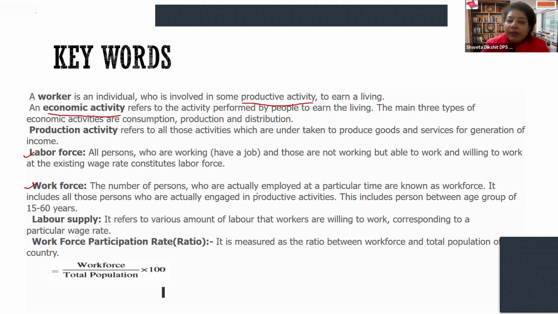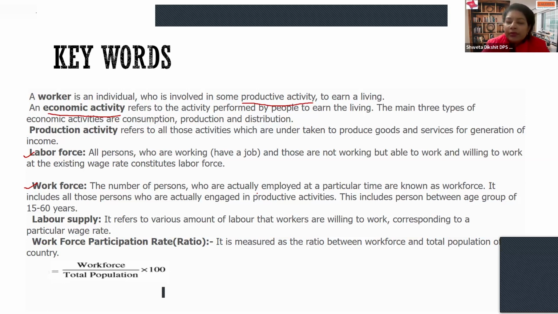If there are 100 people above the age of 15 years and below the age of 60 years, they are the workforce of the country because they are all able and can be willing and can definitely be ready to work at the existing wage rate.